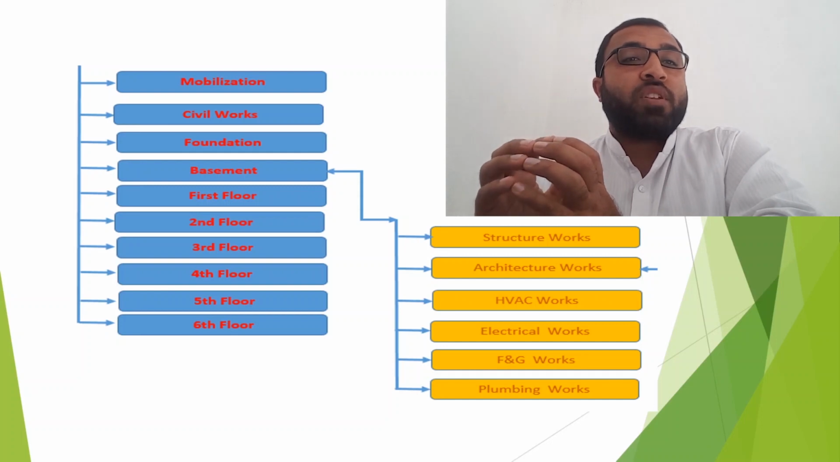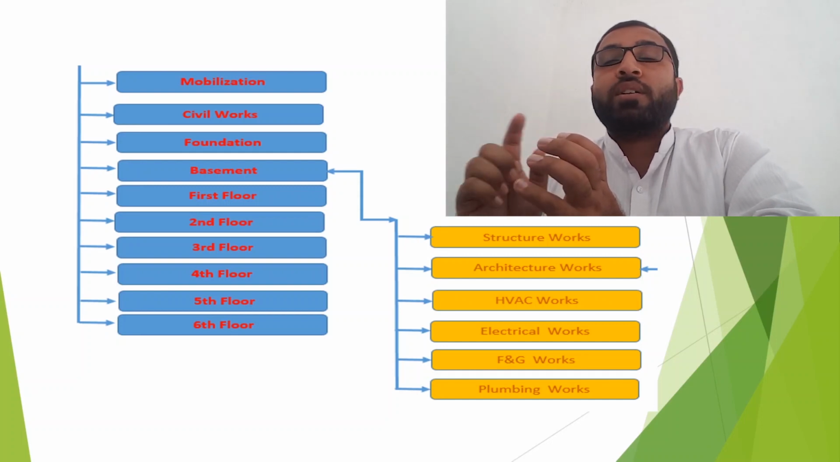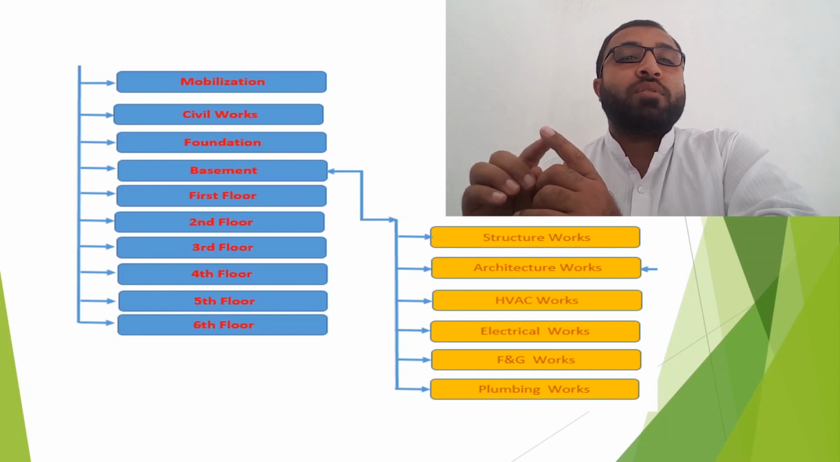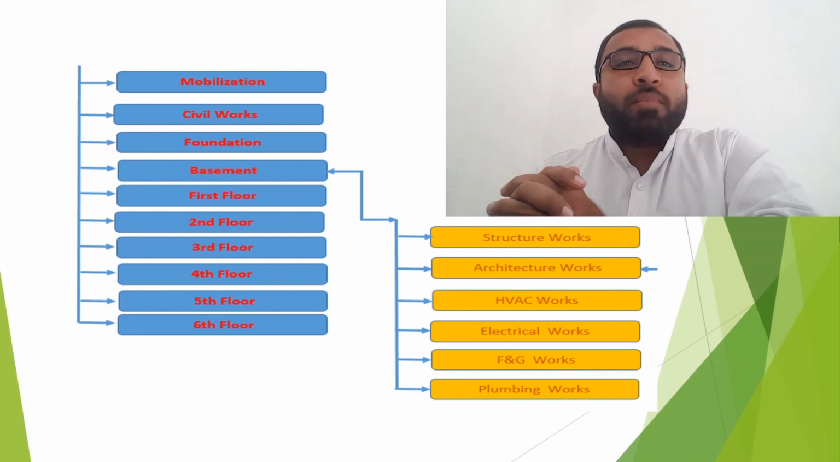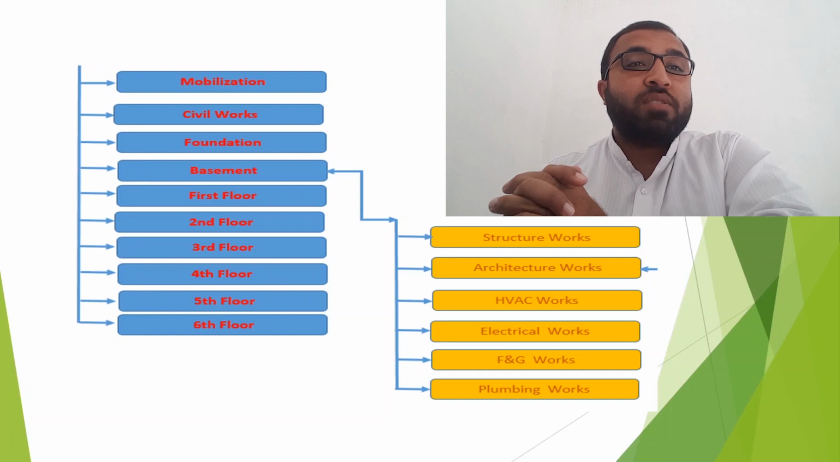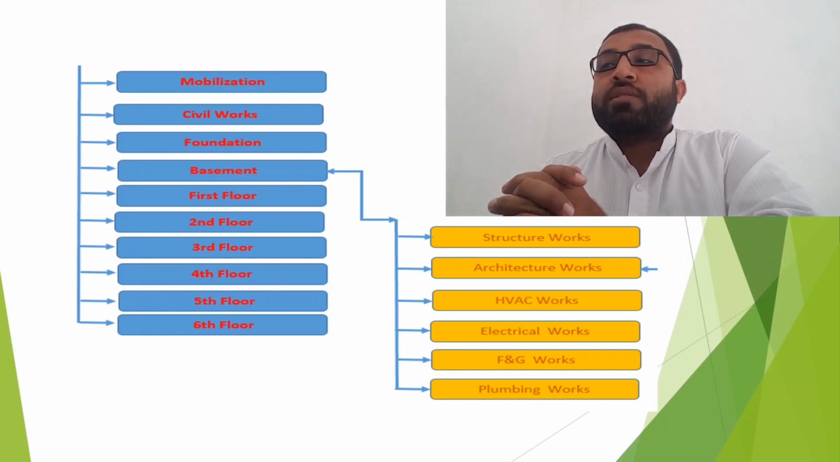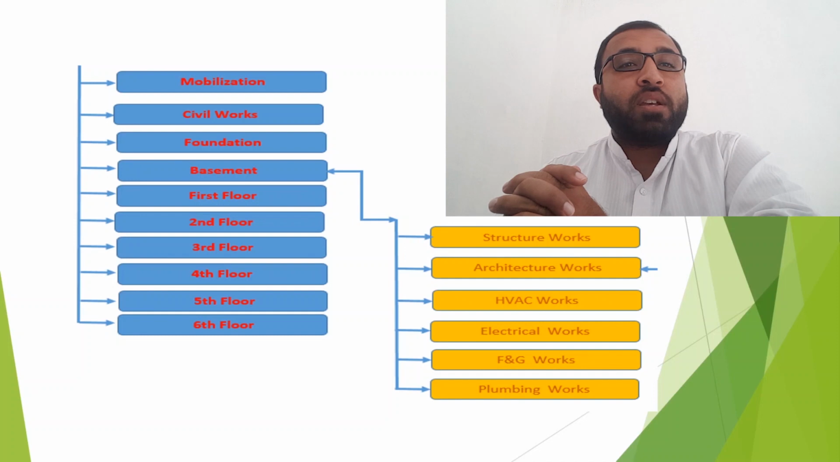The relation of the MEP with our architectural works or our structural works, in other words our civil works, is very crucial, because we cannot close our ceiling unless we have finished the MEP second fix, for example HVAC works and the plumbing, all these electrical works and mechanical works. Similarly, we cannot plaster our walls unless we have completed MEP first fix, the laying of the conduits and piping in the walls. Similarly, in the floors, some of the conduit piping is coming under the floors. We cannot screed the floor unless we have completed that part.